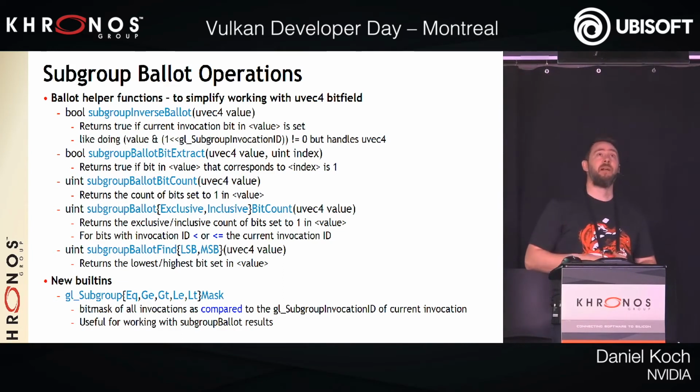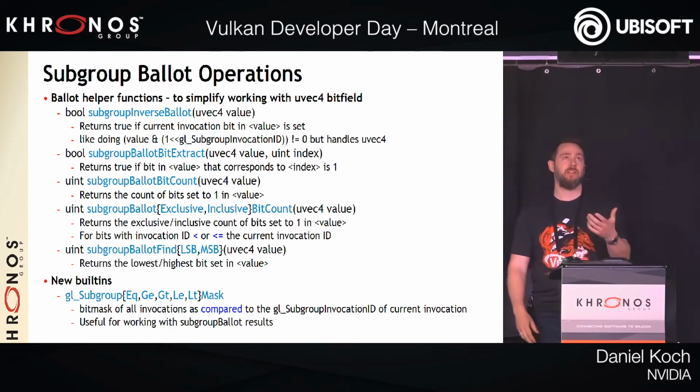So subgroup inverse ballot, it sounds complicated, but it's basically just a simple way of saying, okay, is my current thread, did it evaluate that ballot to true or not? And what you pass into these functions, the UVec4 value, is basically just the result of a previous subgroup ballot call. So you can bit extract, pull a specific bit out so you can check if it was true or not, or bit count to count the number of lanes that the computation evaluated true in.